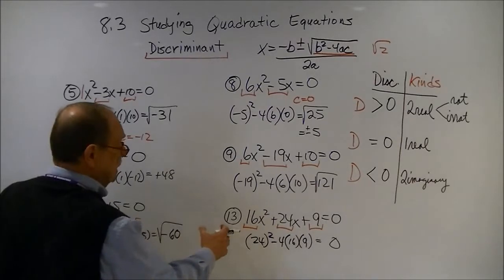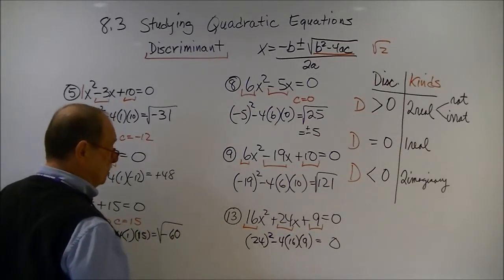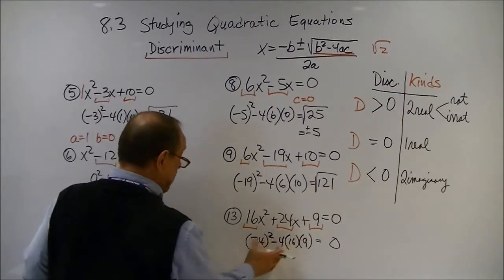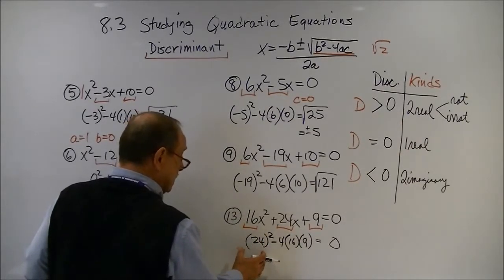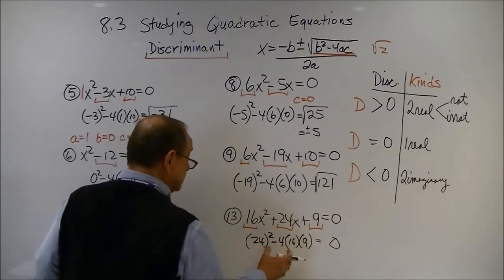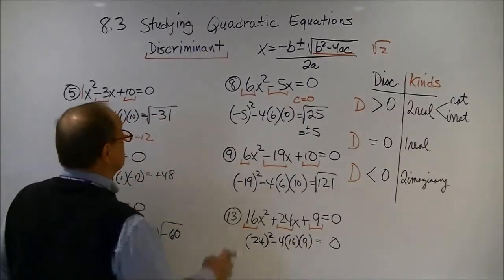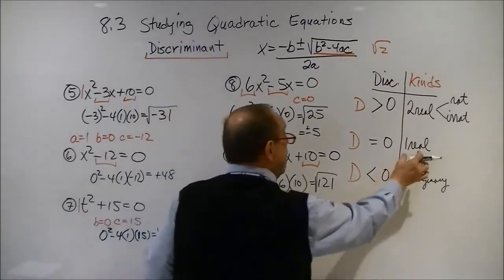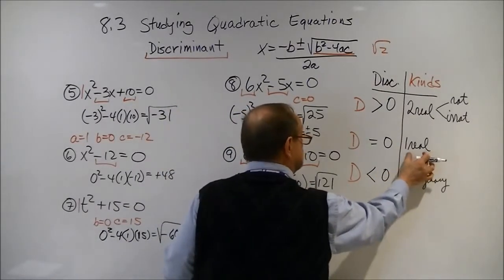And for number 13, just to give you a little bit of something, when I put that into the discriminant, the sum of my discriminant is 0. So up here, this is 0. So I'm only going to get one real solution.